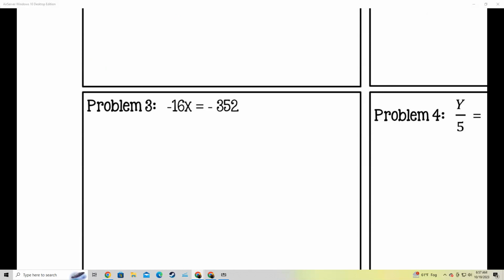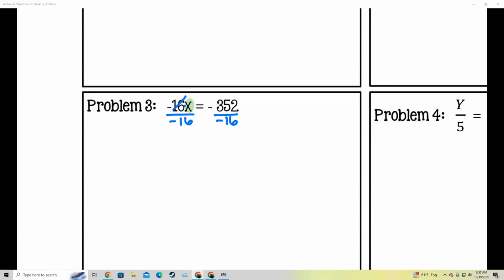Trying to get the x by itself. Right now, I don't see an operation, so I need to remember that there's an imaginary dot there, which means that x is being multiplied by -16. To get rid of the multiplication of -16, we're going to do the opposite, which means we're going to divide both sides by -16. Notice since it's division, the line is going in between the two numbers, okay?